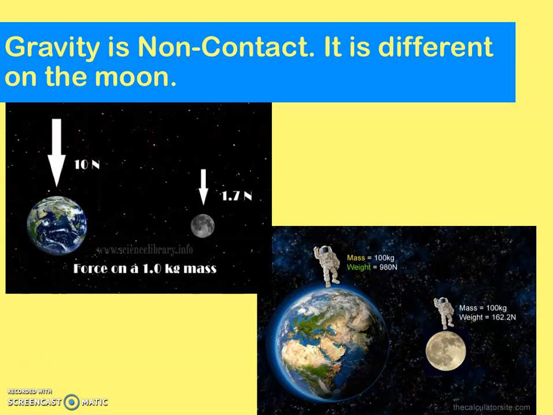Whereas if we put that same man with the same mass of 100 kg on the moon and multiply his mass by the 1.7 newtons that the gravitational force is on the moon, we see he only weighs 162.2 newtons. Don't worry too much, as we will be looking at this in more detail later on.